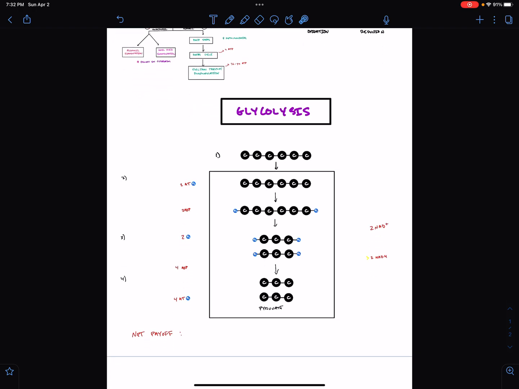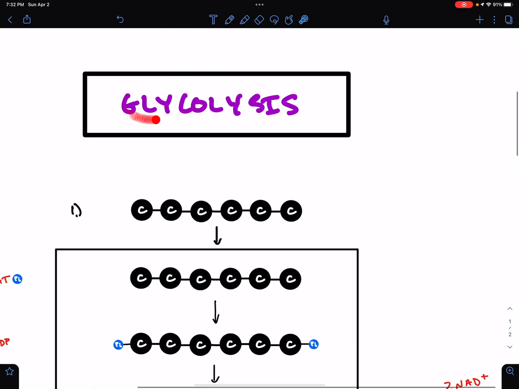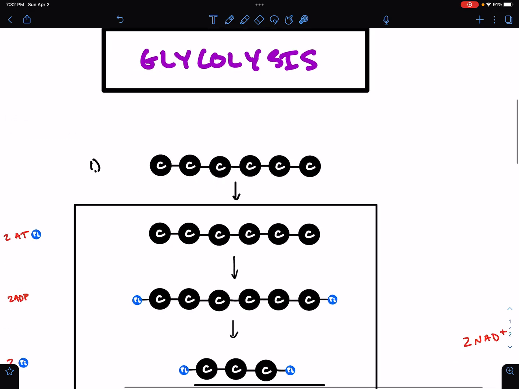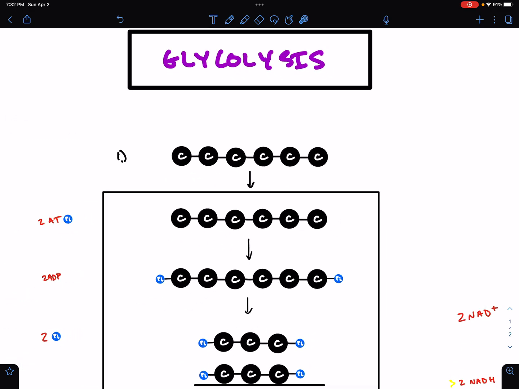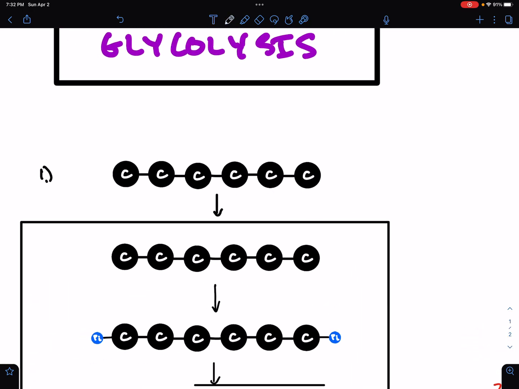Okay, so starting with glycolysis. Glycolysis: glucose, lysis, meaning splitting. The whole point of this reaction is to split glucose up. In the process, we're going to strip some electrons away, and we're also going to make a little bit of ATP. So we start out with our 6-carbon compound, glucose.